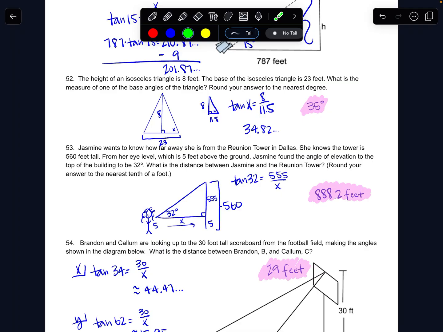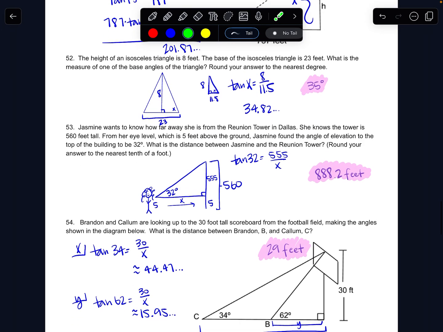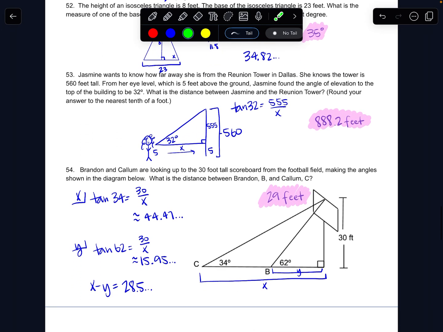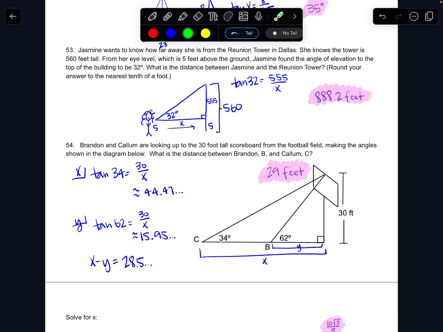Now, we'll use that 555 and our 32 along with the tangent ratio. The way that this is set up, we'll do 555 divided by tangent 32, and then it does say to round to the nearest tenth of a foot, which will land us at 888.2 feet.